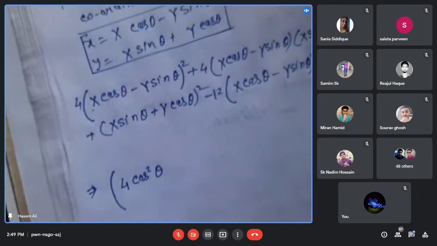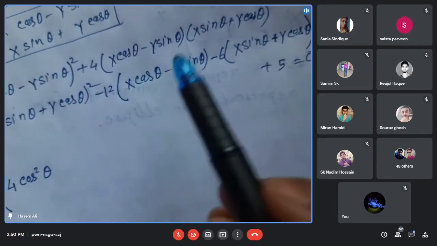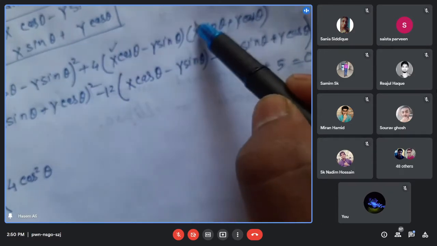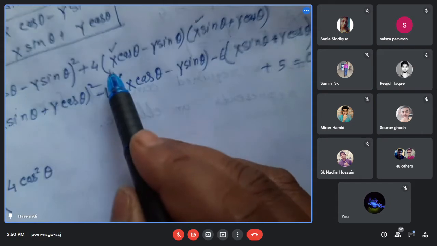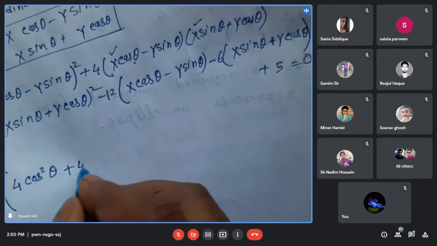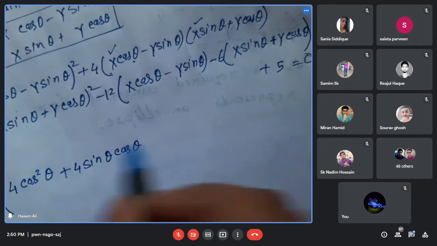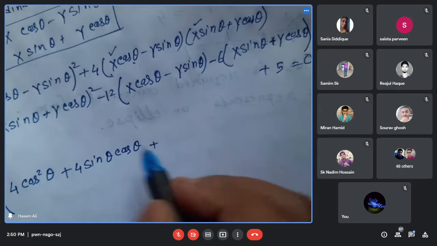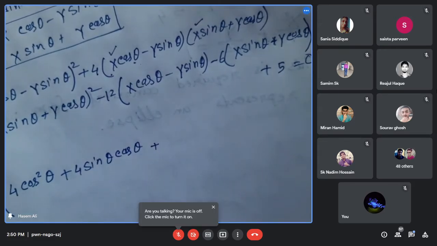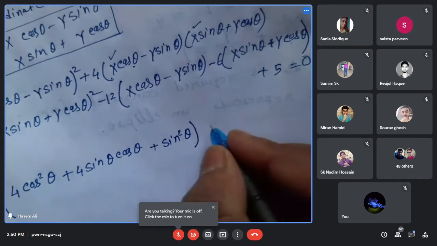4 cos square theta. Okay. And from this, coefficient of x square, here is x and here is x. So the coefficient will be 4 cos theta sin theta, that means 4 sin theta cos theta. And from the third term, coefficient of x square, that means sin square theta into x square.